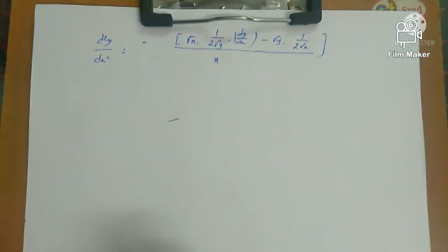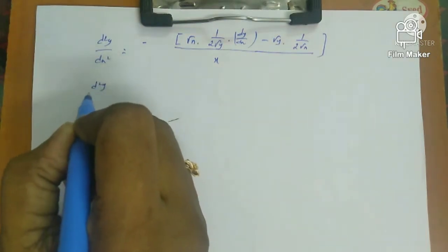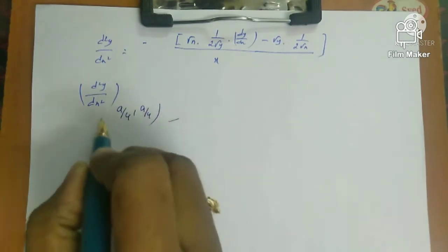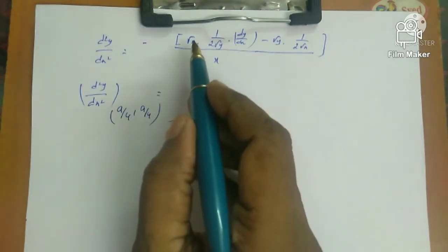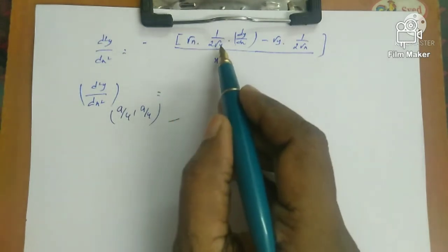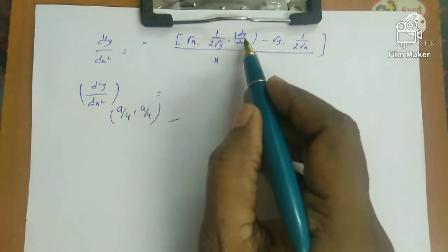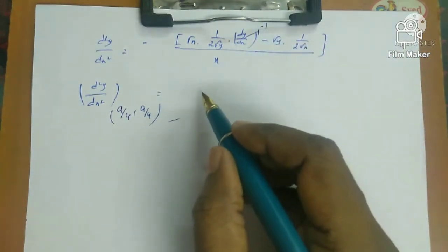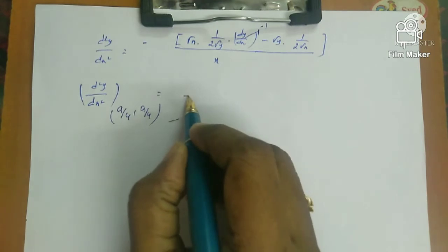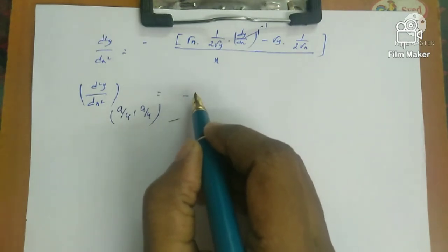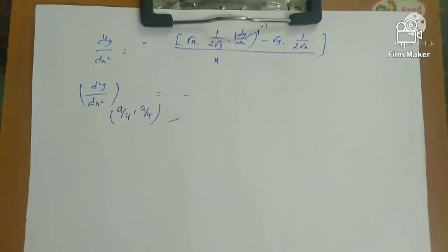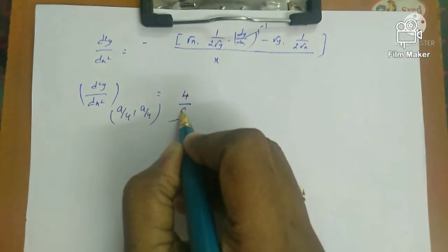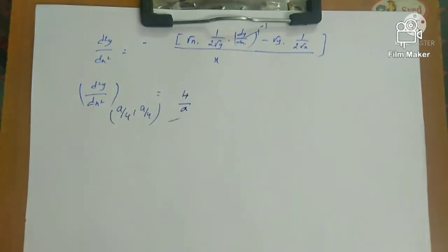Okay, so this is the u by v formula. Now we have to apply the point a by 4 comma a by 4. We substitute a by 4 wherever x and y appear, and for dy by dx we put minus 1, because at this point dy by dx is minus 1. Substituting all the values, we get d square y by dx square at the point a by 4 comma a by 4 as 4 by a. So this is our d square y by dx square.